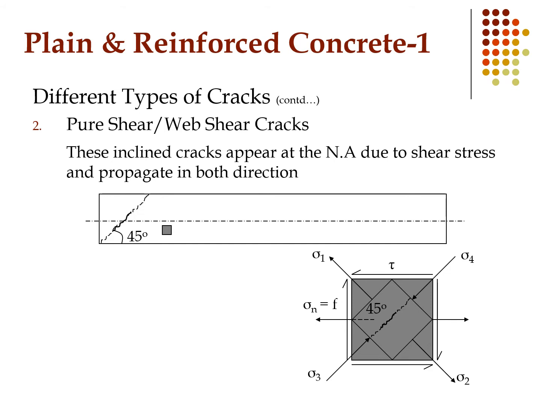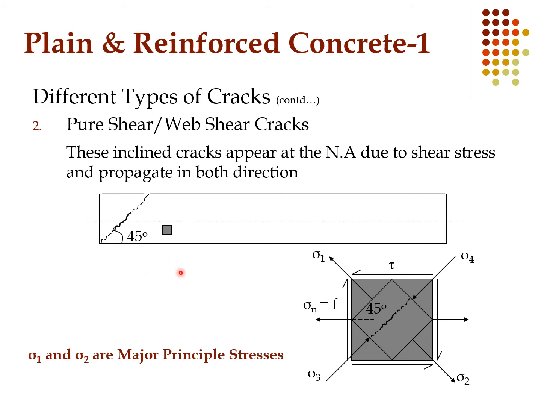The second type of crack we call pure shear or web shear crack. Actually, these cracks appear at the neutral axis and propagate in both directions. So this is the neutral axis, and it initiates from the neutral axis and propagates in both directions. The angle of that crack, as the crack is inclined, is 45 degrees.